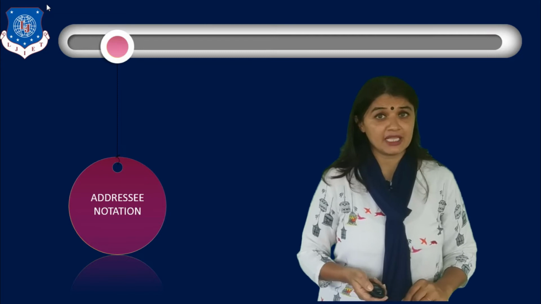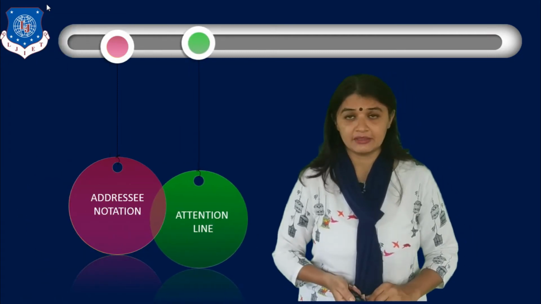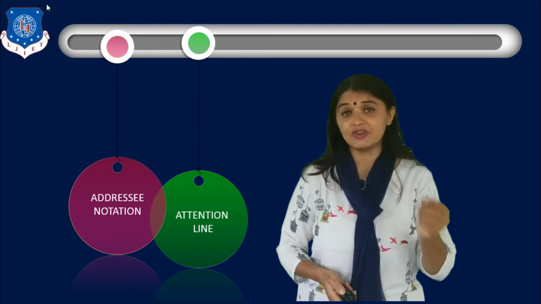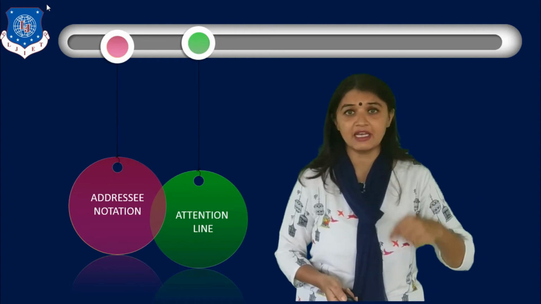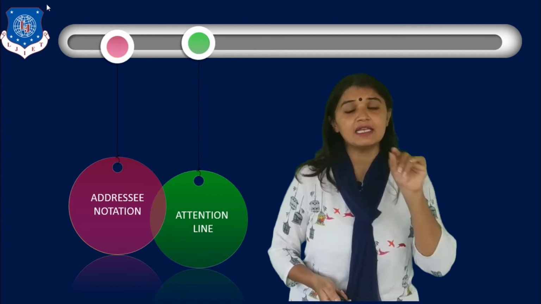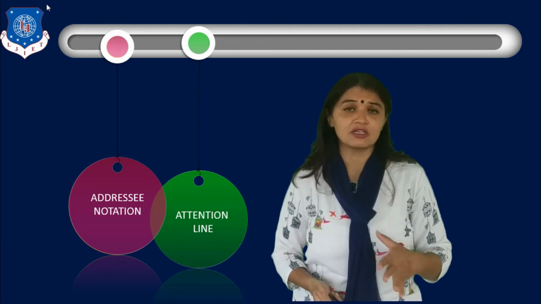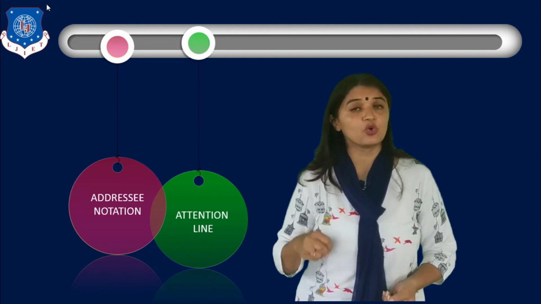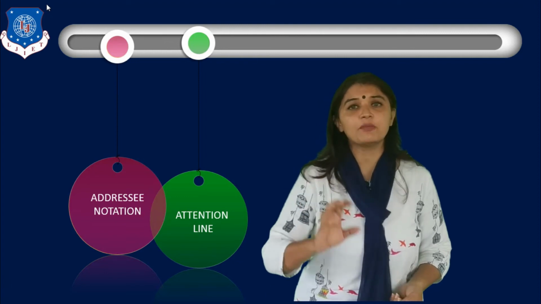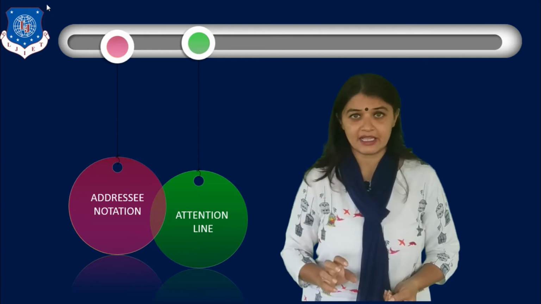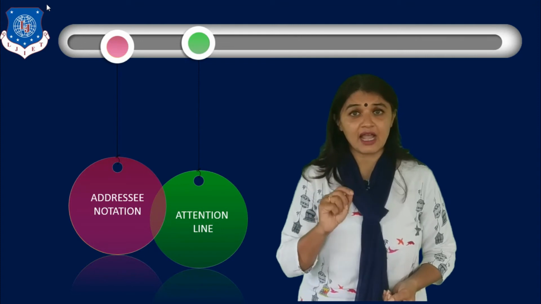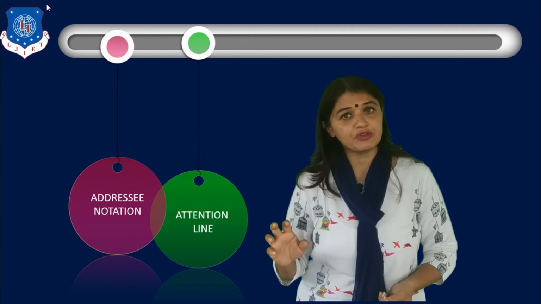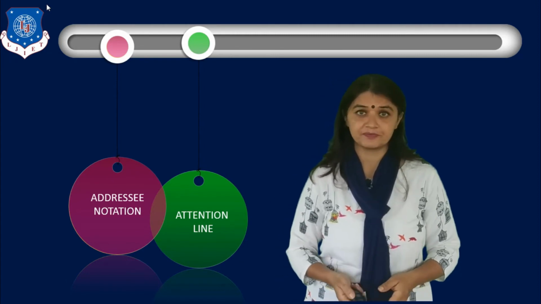Now the next additional element is the attention line. So sometimes you may know that this particular person in that organization will take care of my work or will take care of my letter. So you will write kind attention and the name of that person, or sometimes even the designation of the person, so that you want to make sure that the letter directly goes in the hands of that person and your matter is solved within less time. So this kind attention is written below the addressee notation, and you may write down the name of the person or the designation of the person.